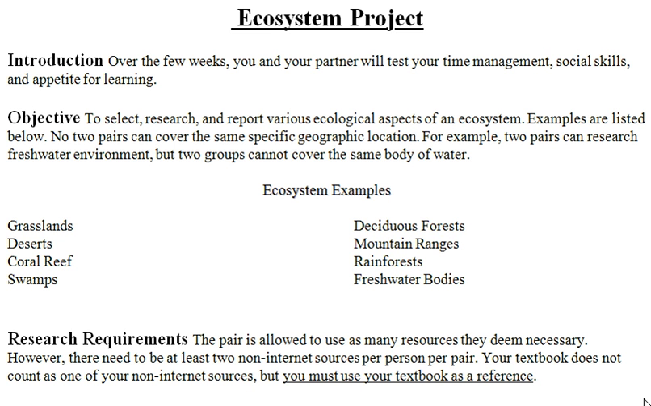In addition to your textbook, you must have at least 2 non-internet sources per person in the pair. For example, if you have 2 people in your pair, you need 4 non-internet sources. If something goes awry in your research and I have to split your pair up, then you would only require 2 non-internet resources. If you're by yourself, you need 2 non-internet resources. And like I said, your textbook is required, but it does not count as one of your non-internet resources.